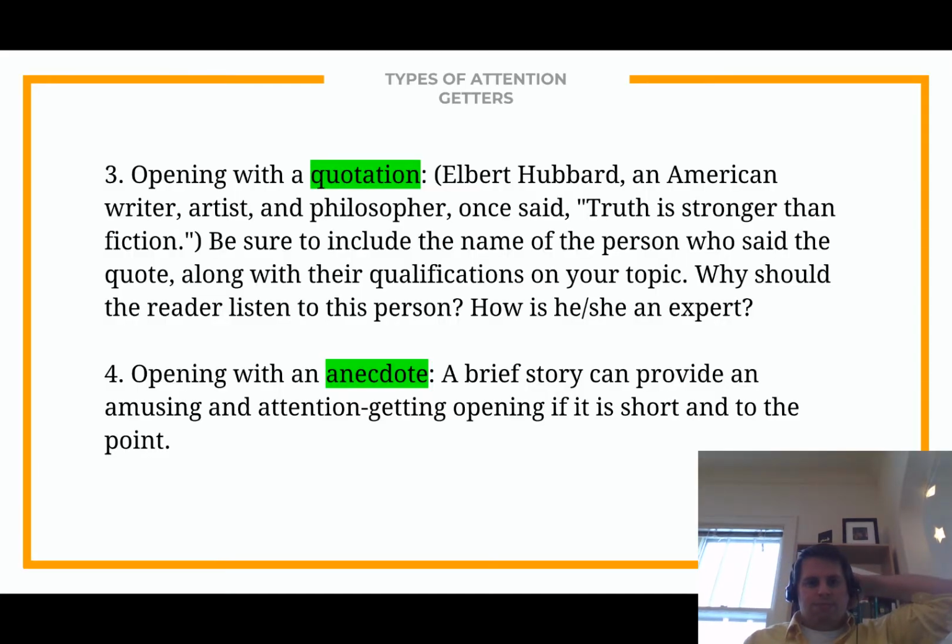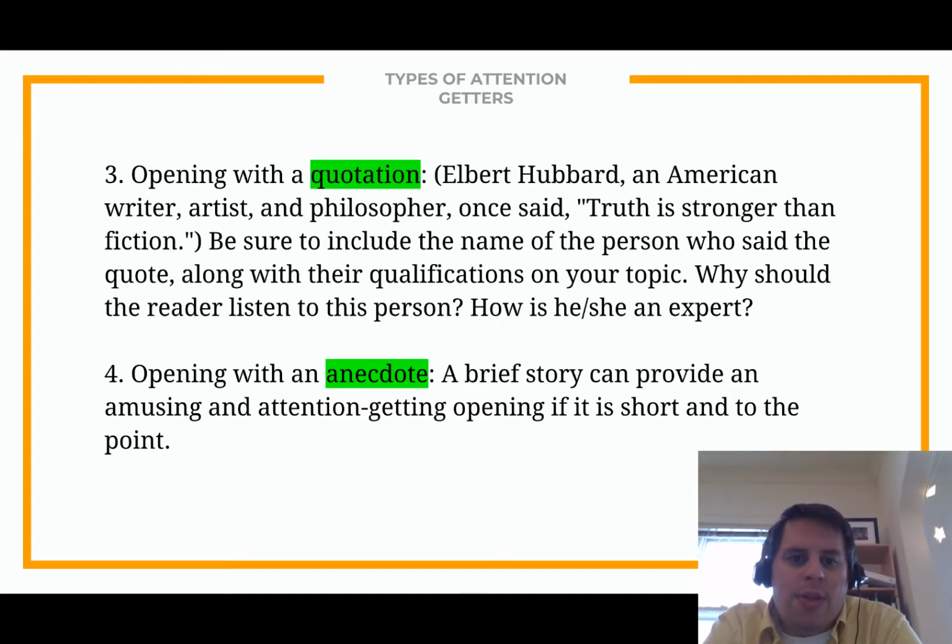The third one is kind of creative, I think. You could open with a quotation. Here's an example of a quotation. It says, Albert Hubbard, an American writer, artist, and philosopher, once said, "Truth is stronger than fiction." Pretty good quote. I'm sure this person maybe researched who Albert Hubbard was and maybe knows why he would be a good person to include in the beginning of their essay for the attention getter.